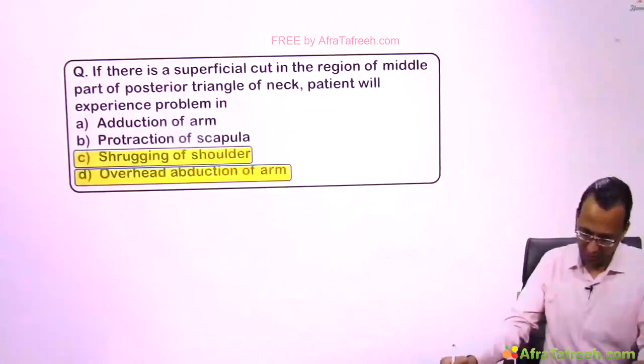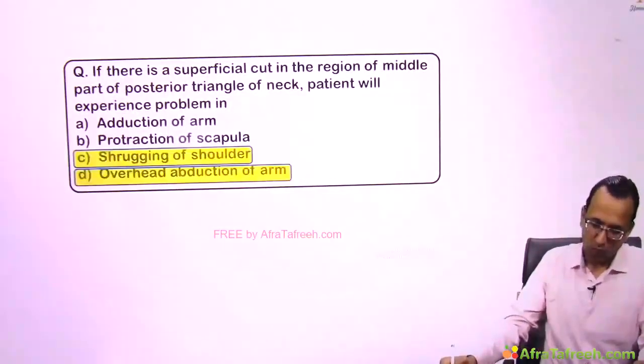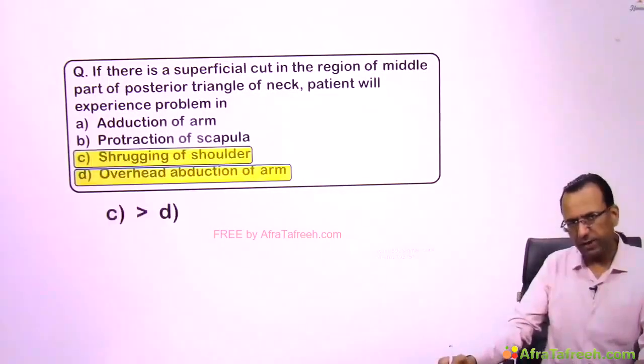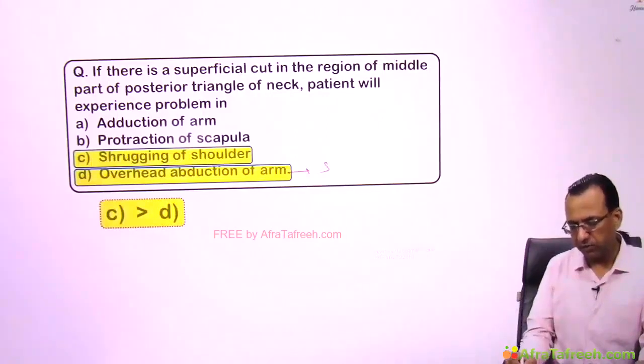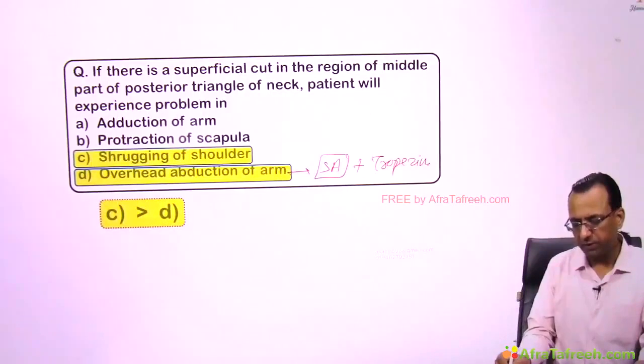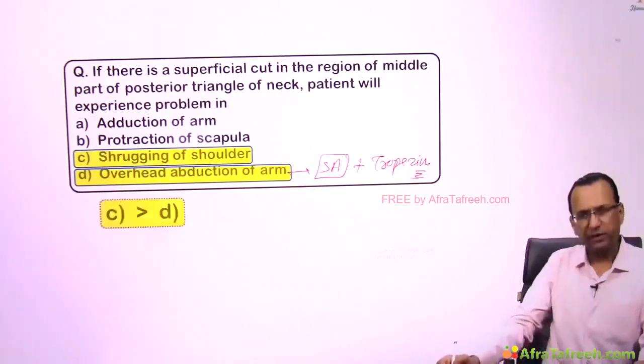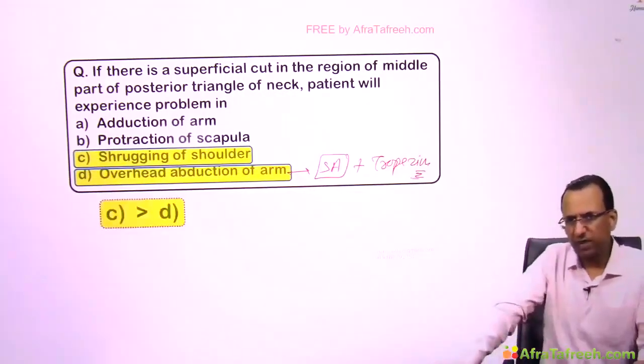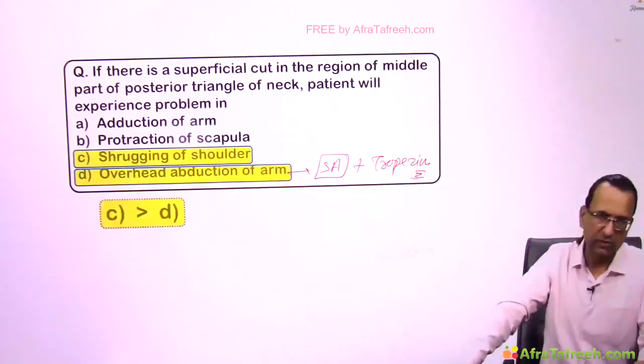So, double answer. Which one should I take? I think C is better than D. Why is C better than D? Because for this I need another muscle also, which is serratus anterior plus trapezius. That is why C is a better answer. Yeah, maybe C is a better answer than D, but both are answers in fact.